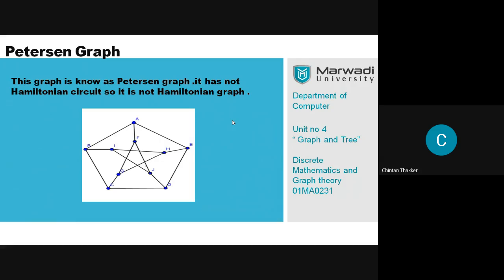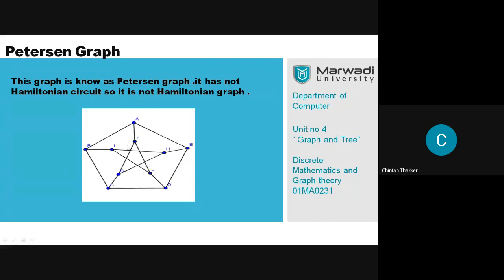Now we have one graph which is called Petersen graph. This one. This graph is called Petersen graph. This Petersen graph is also asked as a 1 mark question, in question 1B, to draw the Petersen graph or define the Petersen graph. In the definition, you have to draw this graph. That this graph is called Petersen graph.